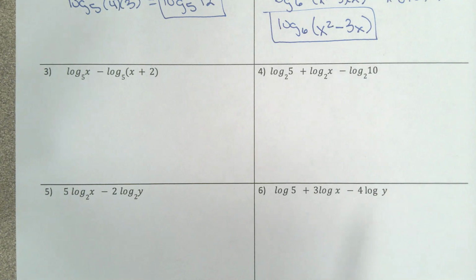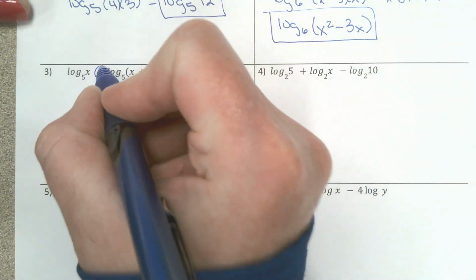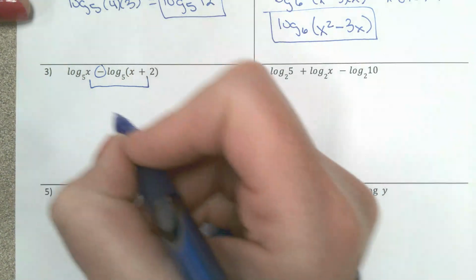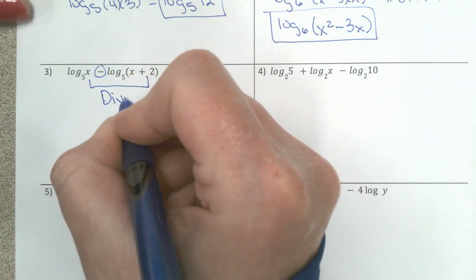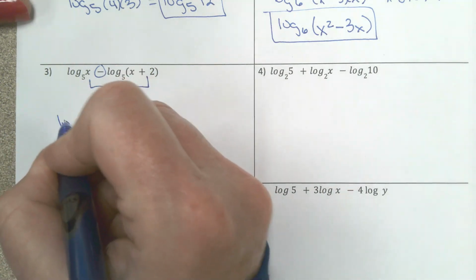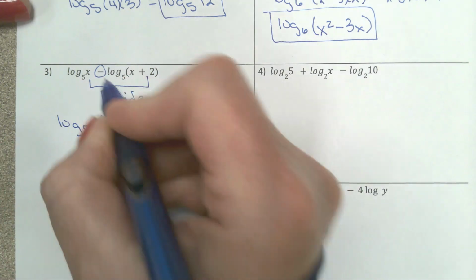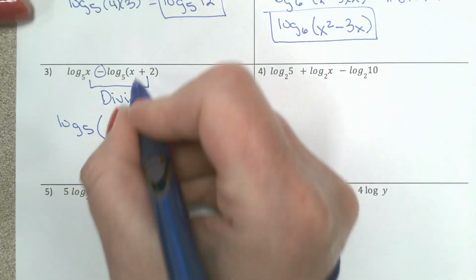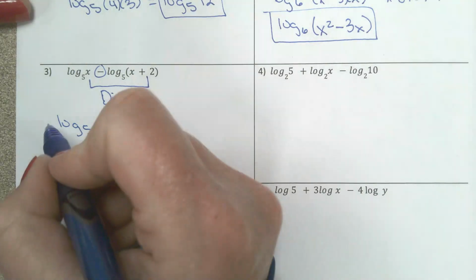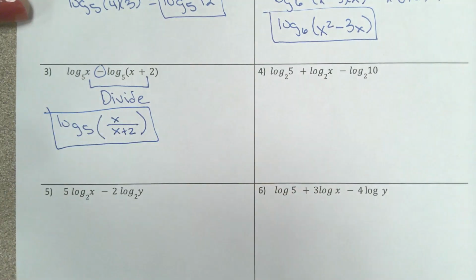Few more. Number 3, I have subtraction. So when you have subtraction, you're going to condense by division. So I have log base 5, the x goes in the numerator, and the x plus 2 goes in the denominator. Now it is fully condensed.